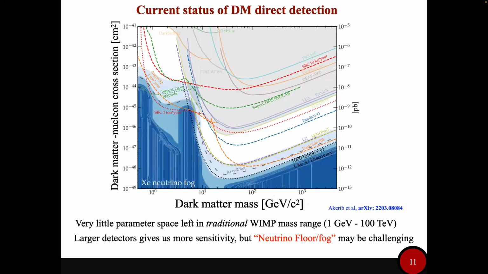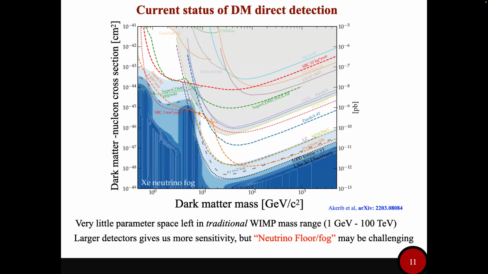I can then plot the dark matter nucleus scattering cross-section, which is essentially an idea of area or probability. What is the probability that a dark matter particle comes in and hits a nucleus inside this detector as a function of the dark matter mass? All of these lines here represent different experiments that have been running for the past 2 decades.